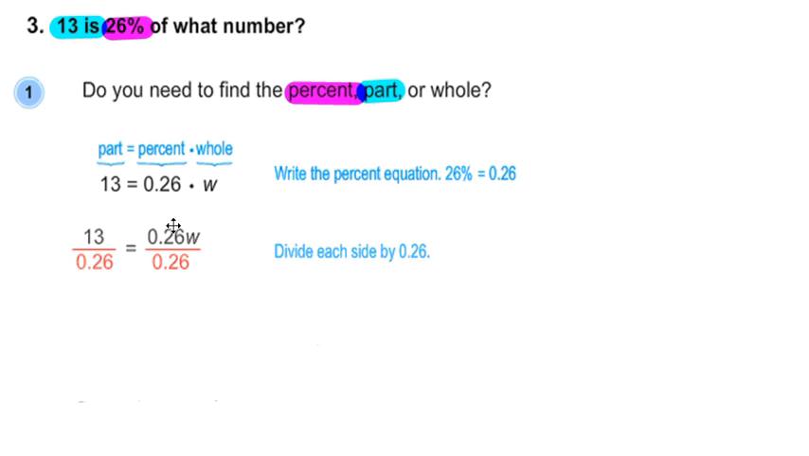So now we know that 0.26 is multiplied by the variable. We're going to divide by 0.26 on both sides of the equation because we want to know what W is. And we find out that 50 equals W. So 13 is 26% of 50.